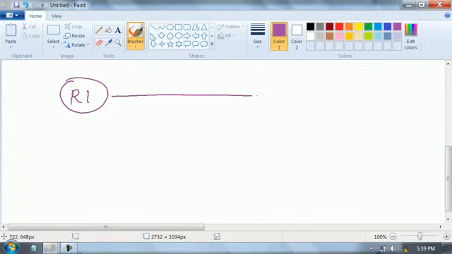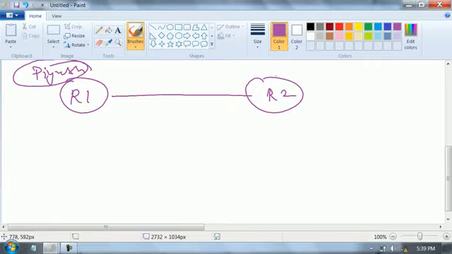Now, R1, R2. R1 is Piyush. R2 is your name?